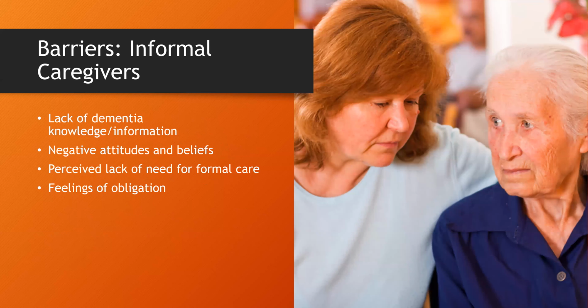And when it comes to barriers to accessing healthcare by informal caregivers, the following barriers have been identified: a lack of knowledge and information about dementia, commonly held negative attitudes and beliefs about formal caregiving, a perceived lack of need for formal care, especially in early disease stages when symptoms are less severe and more manageable. Feelings of obligation to care for an ill loved one, and perceiving formal care as either interfering with that obligation or as a failure of the informal caregiver's care.